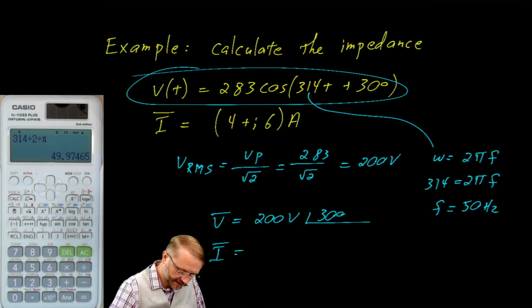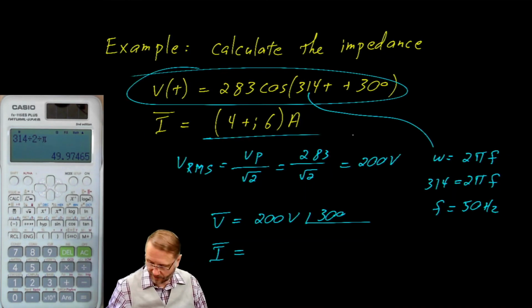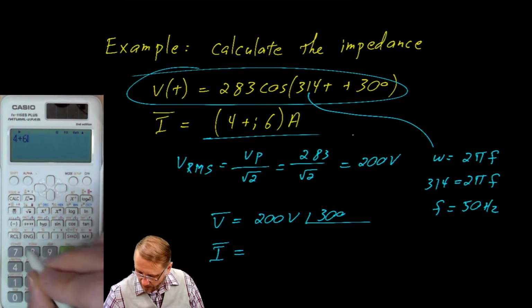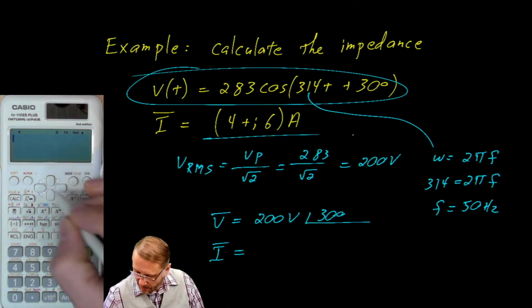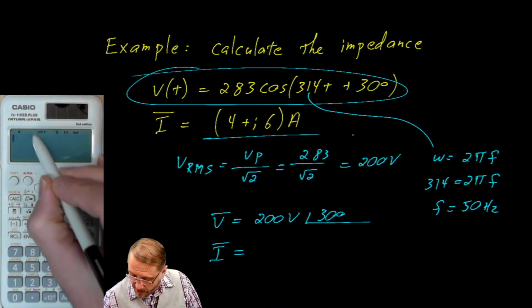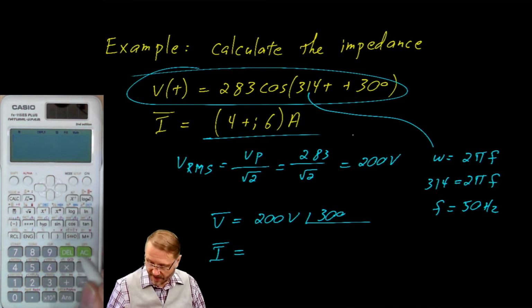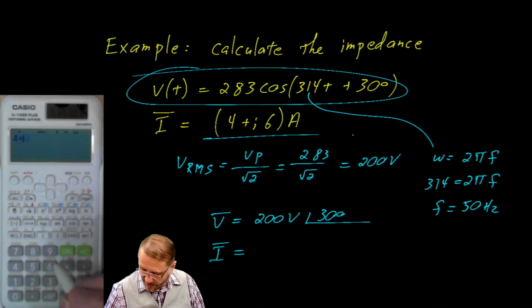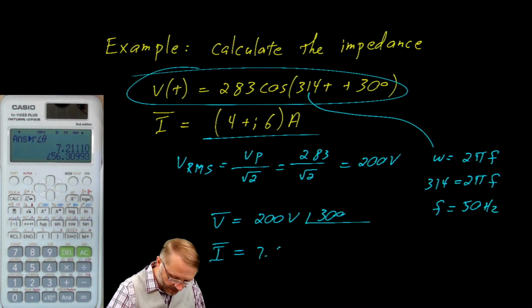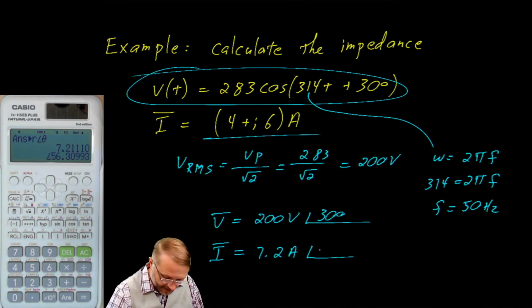And our current vector, we may as well put that into polar form. So that's 4 plus 6j. Oops, not working. Let's see, what did we do here? Setup, you have to be in complex mode. So make sure you're in complex and make sure you're in degrees. Let's try this again. 4 plus j6. There we go. Shift, complex, and polar form, please. So that's 7.2 amps at a phase angle of 56 degrees.